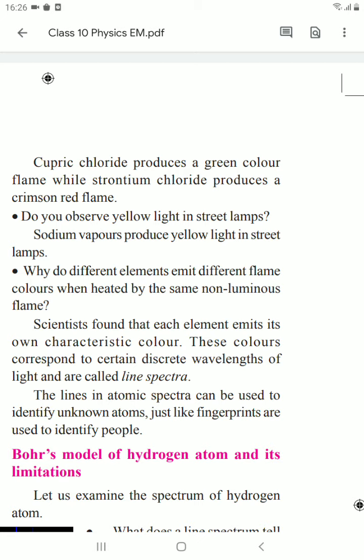In the same way, instead of cupric chloride, if you take strontium chloride, again it will be mixed with concentrated hydrochloric acid, and again we get a paste. That paste again you place on the non-luminous flame. Again it will give another color of light, a red color, light red. So that red flame we are able to see. So in this example, cupric chloride gives green color light, and strontium chloride gives red color light.